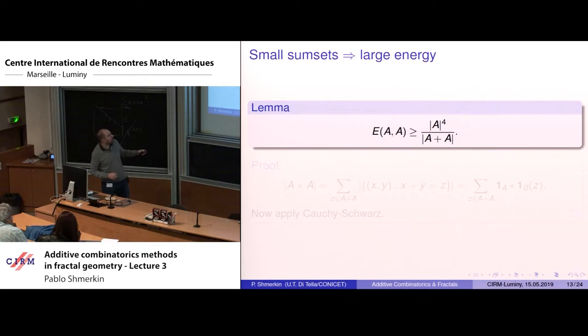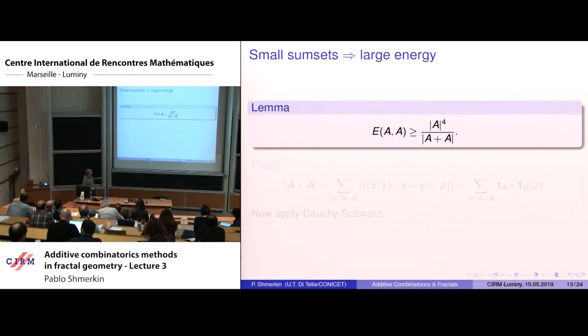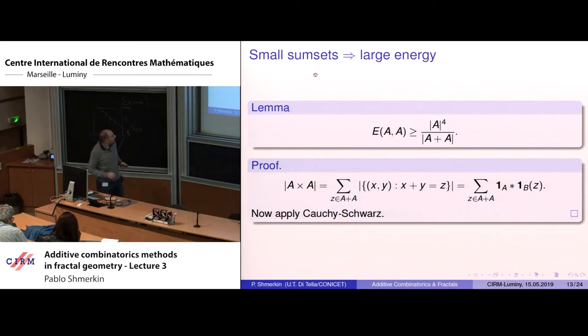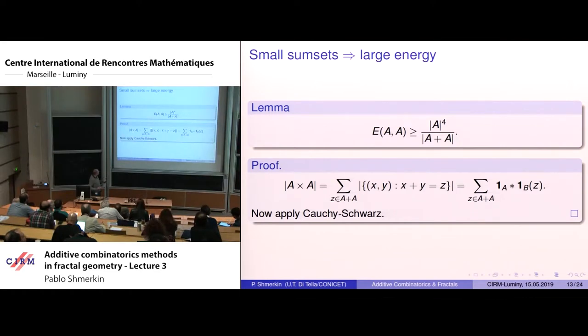So this is the quantitative relationship. If the sumset has size roughly A, the additive energy has size roughly A cubed. So small sumset implies large energy. And it's Cauchy-Schwarz. It is why I just said, looking at the picture: every point in the product set lies in some fiber, and then we just apply Cauchy-Schwarz.